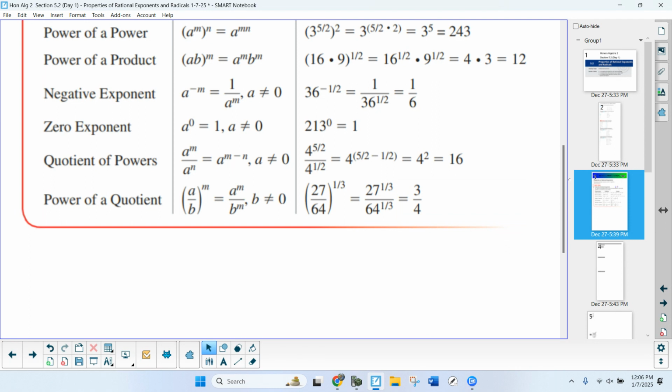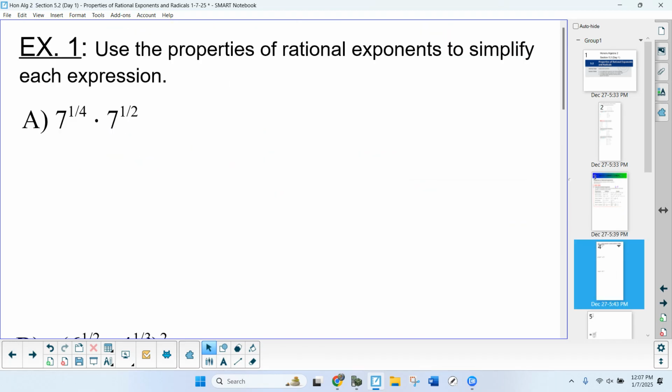All right, so those are all of the rules that we're going to work with today. And we have one other little property that we're going to talk about, but this is the big part of today. Has everybody got that copy? Do I need any more time? All righty, so use the properties of rational exponents to simplify the expression. Guys, this would be expected with no calculators. Okay, so what are we going to do here?